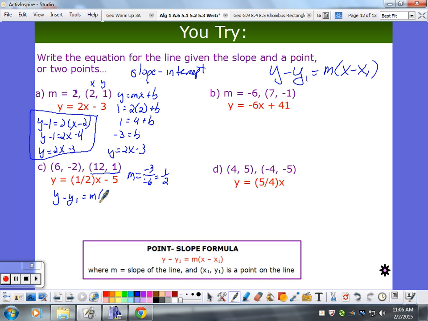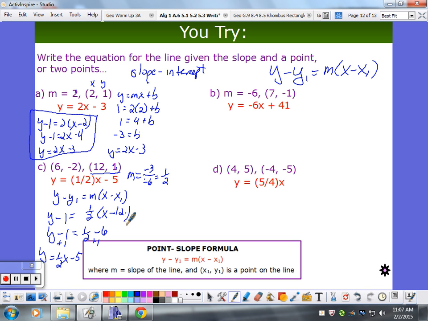Y minus y1 equals m times x minus x1. Y minus 1 equals slope of a half times x minus the x value of 12. Y minus 1 equals half x minus what's half of 12. Add 1. So y equals half x minus 6 plus 1, x minus 5. There it is.